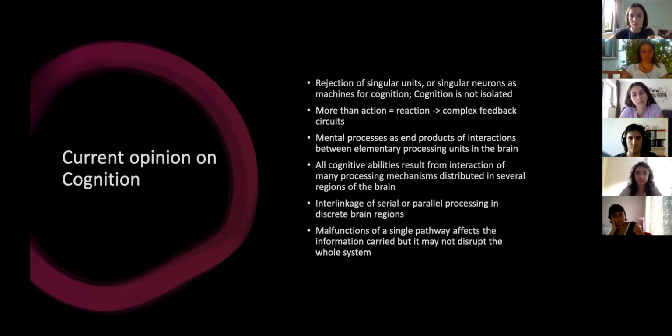And one more argument to support this thesis that cognition relies on multiple different bodies rather than just one kind of cell body on its own is that malfunction of single pathways, like any kind of brain pathology, can affect the information carried. So it can change the information, it can change the thought process, but many times, and actually most times, it doesn't disrupt the whole system. So it might alter it, but it doesn't disrupt it. And if something were in series, so if it was just one cell, then the next, this would not be possible.